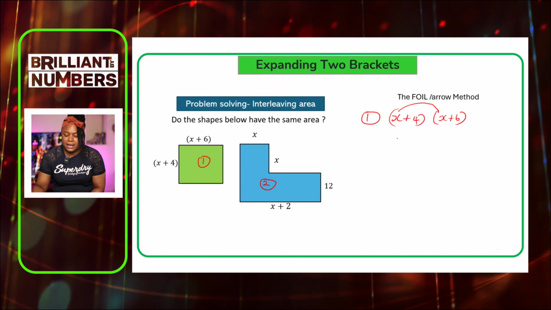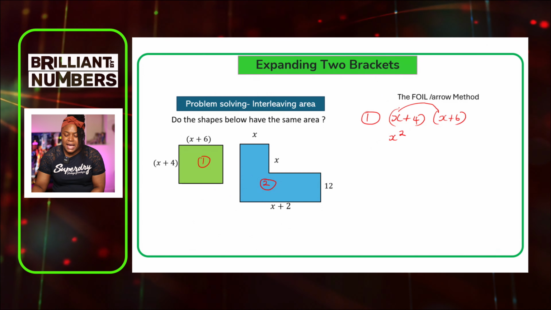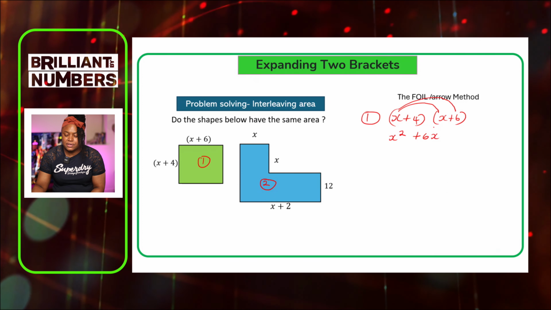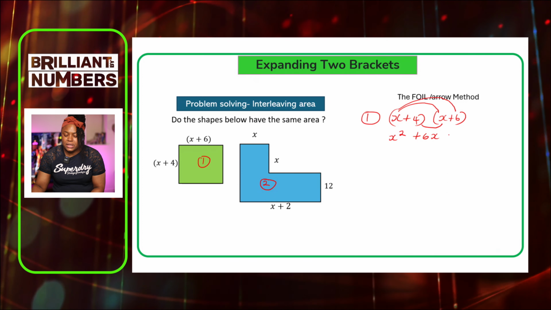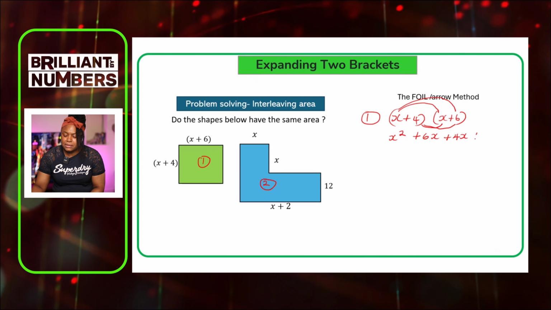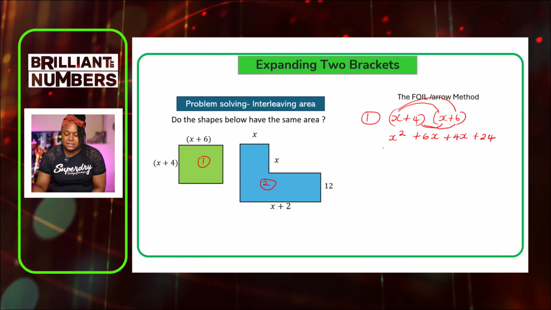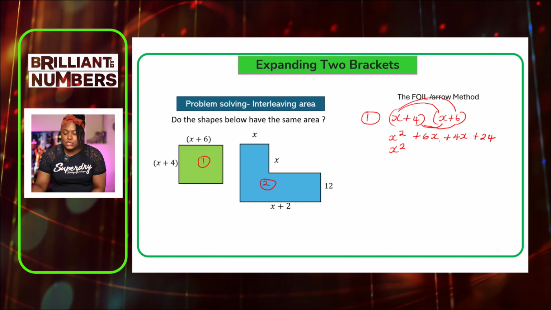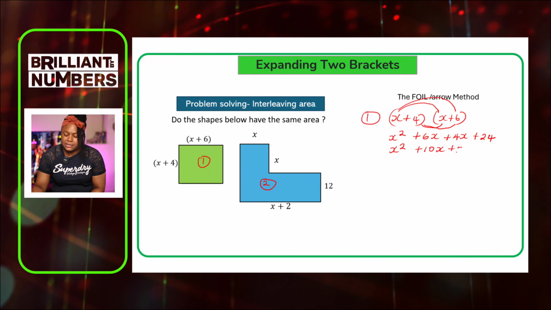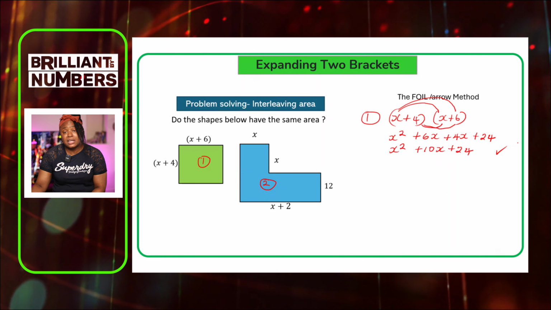So x times x gives me x squared. X times positive 6 gives me positive 6x. X times 4 gives me 4x. And 4 times 6 gives me 24. I just need to add the terms in the middle. So 6 plus 4 is 10, so that's 10x plus 24. So that's the area of the first shape.